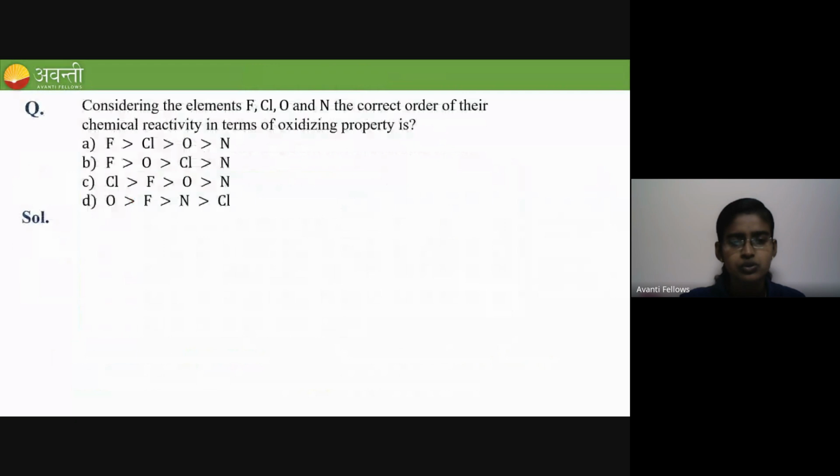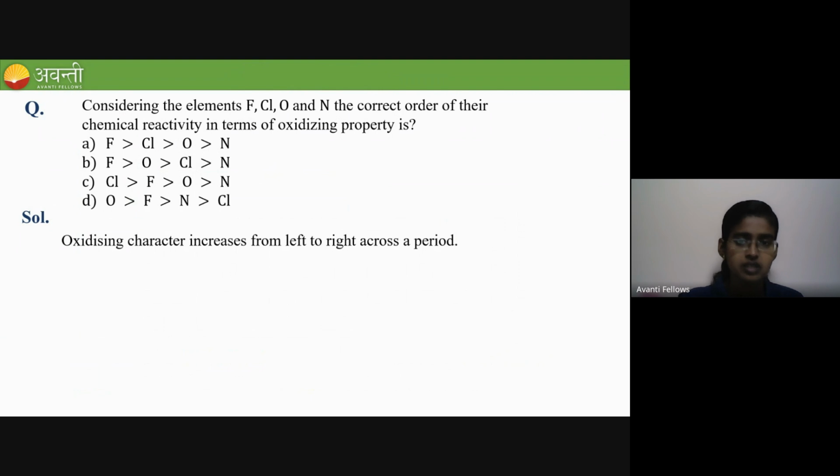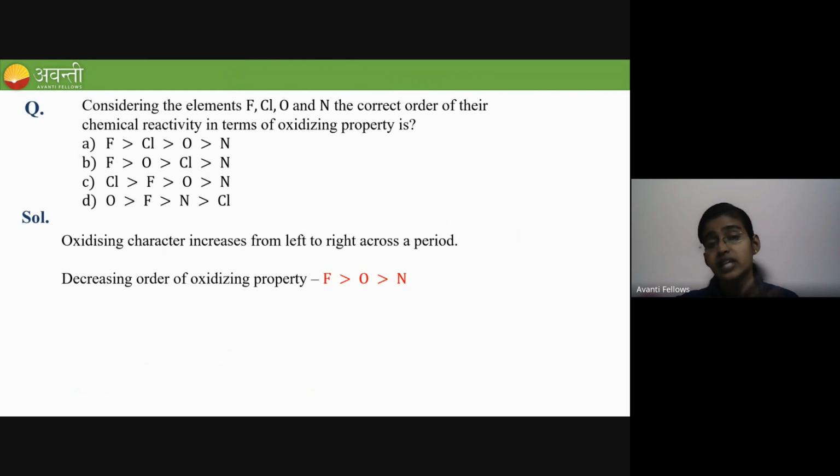Now let us move to one question. Considering the elements, find the correct order of their chemical reactivity in terms of oxidizing property. Oxidizing character, as I just told you, increases from left to right. So the decreasing order of the property is fluorine, oxygen, nitrogen. When you compare fluorine and chlorine, fluorine will have the highest oxidizing property compared to chlorine.